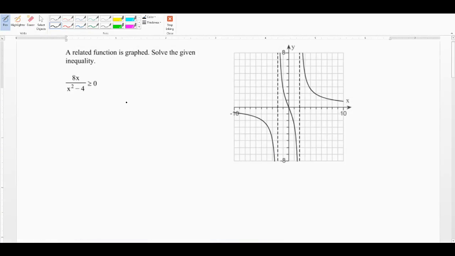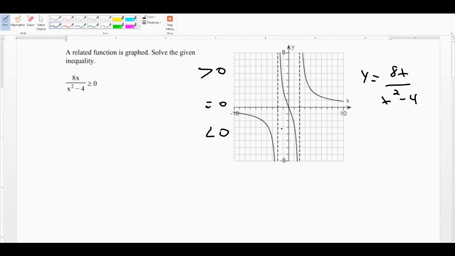Now in this one we're asked to solve this inequality: 8x over x squared minus 4 is greater than or equal to 0. And over here is the graph of y equals 8x over x squared minus 4. So when it says greater than or equal to 0, greater than is where the y values are above the x-axis. So up here is greater than 0, and then on the x-axis is where it's equal to 0, and then below it is where it's less than 0.